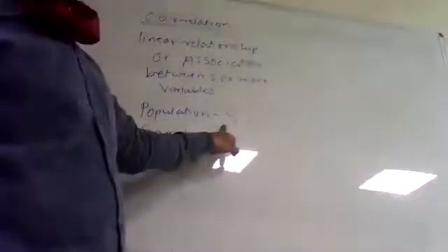The correlation coefficient for population is denoted by rho, and for sample it is denoted by small r. Population correlation coefficient is denoted by rho and sample correlation coefficient is denoted by small r. And the range of this correlation coefficient is -1 to +1. ठीक है?